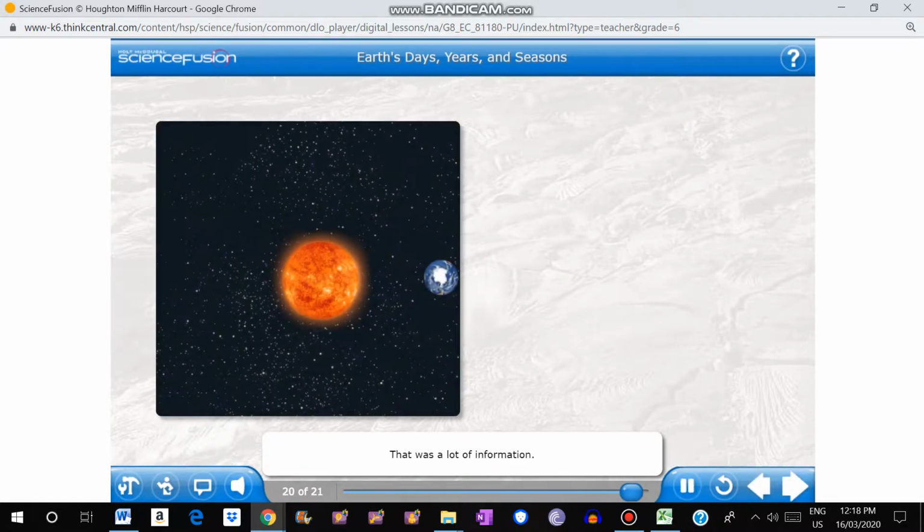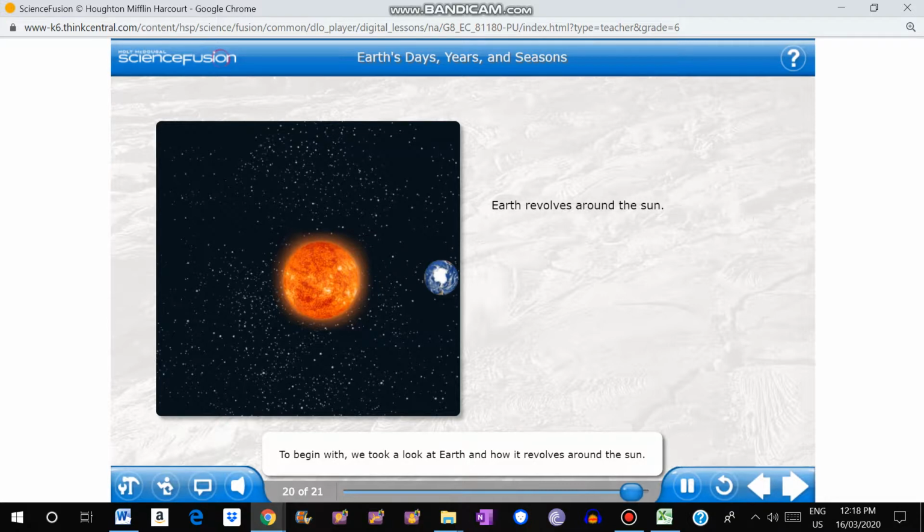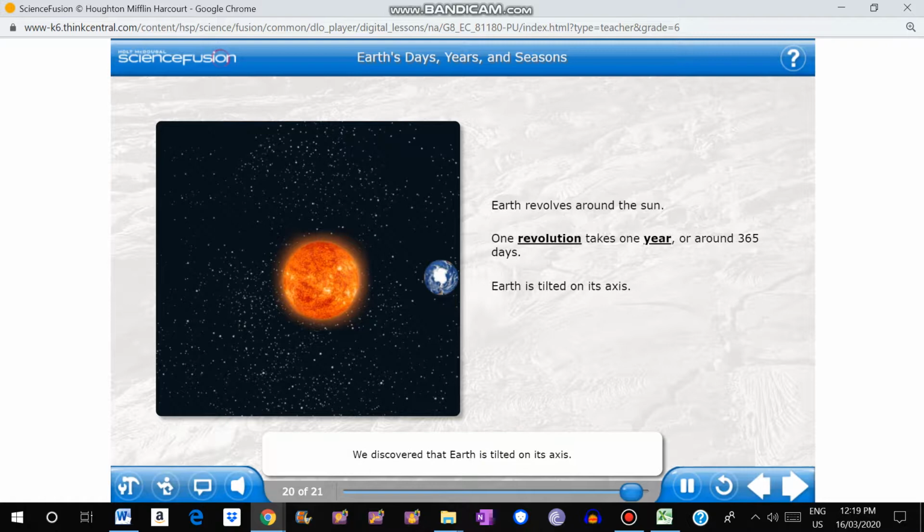That was a lot of information. Before we leave this lesson, let's take a quick look at what we've just learned. To begin with, we took a look at Earth and how it revolves around the sun. We noted that this journey takes a year, or approximately 365 days. We discovered that Earth is tilted on its axis. Finally, we learned that it is this tilt that causes the seasons.